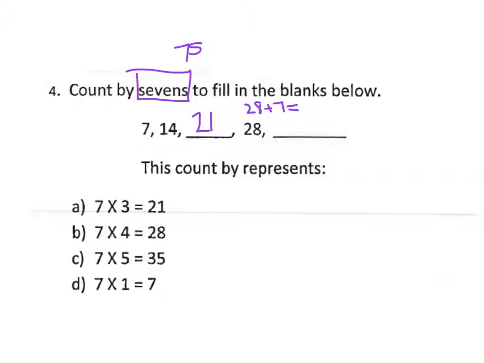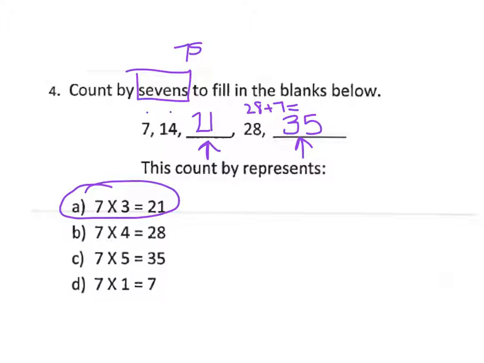Pause the video while you work and replay when you are ready. So 28 plus 7 will give me an answer of 35. So the count by, actually we are missing 2 different products. We had 21, which was how many times? 1, 2, 3 times. So that would be choice A.